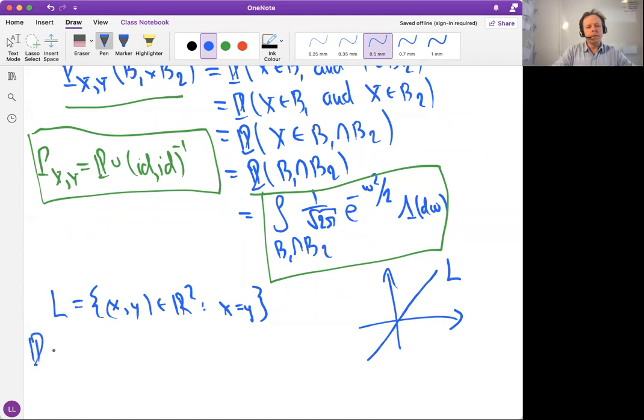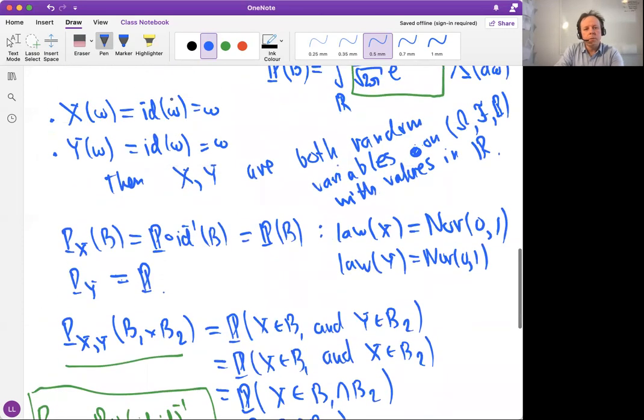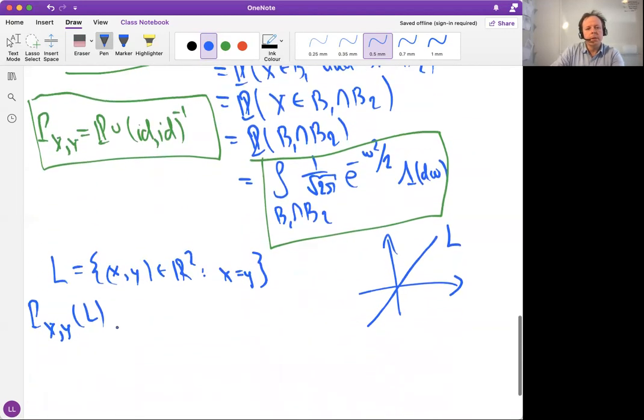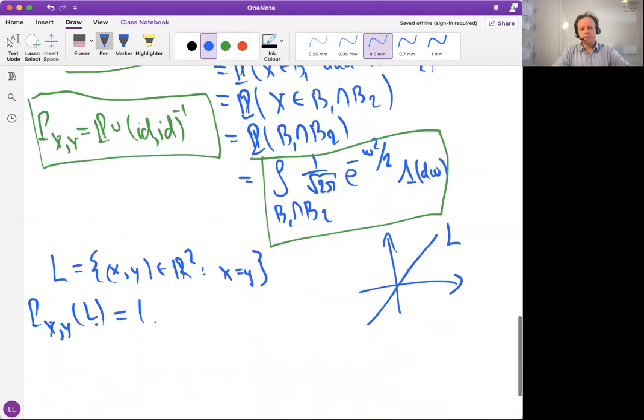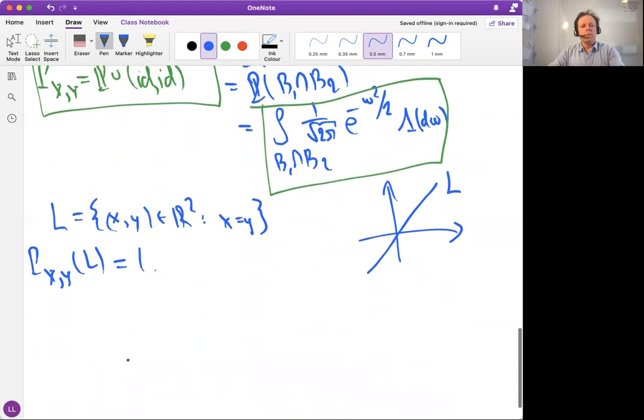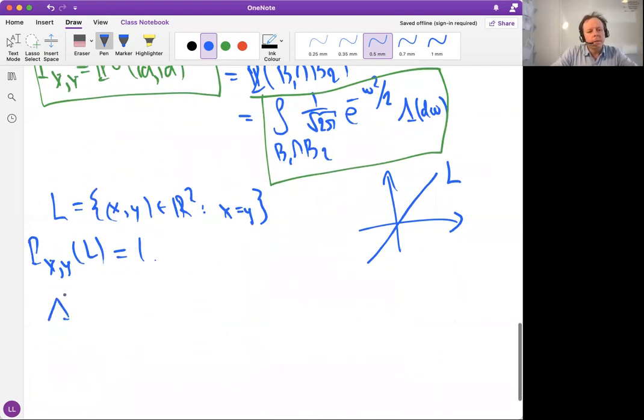Then the probability, then the joint law of the line: well, because by definition x and y are equal for every realization of omega, the probability of the line is equal to 1. Okay. What about the Lebesgue measure of the line, the squared Lebesgue measure of the line?